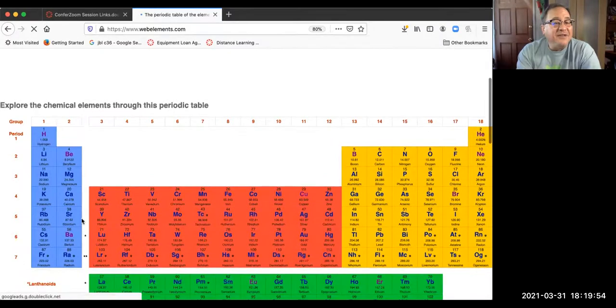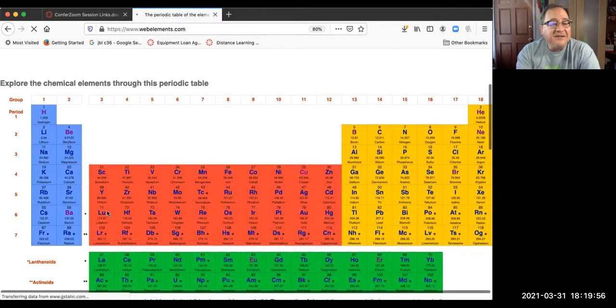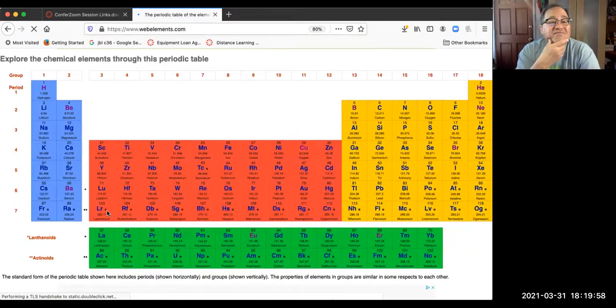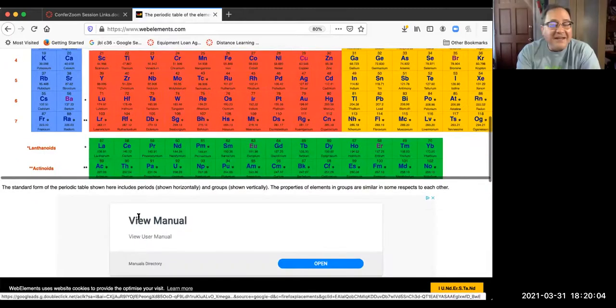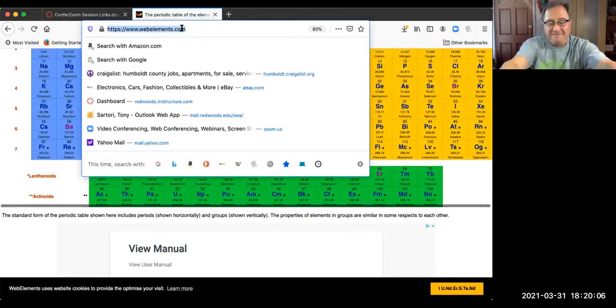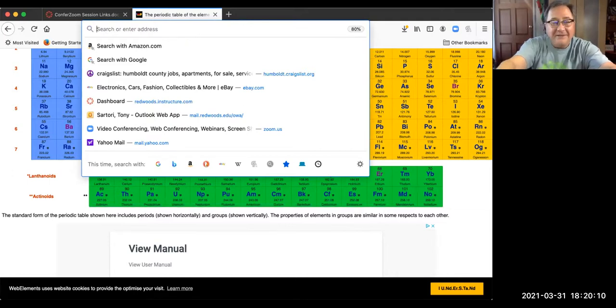So yeah, they have lutetium right here to begin with, and that's bad. Write them a letter. Well, they're English, so you have to forgive them. They're a little hoity-toity.